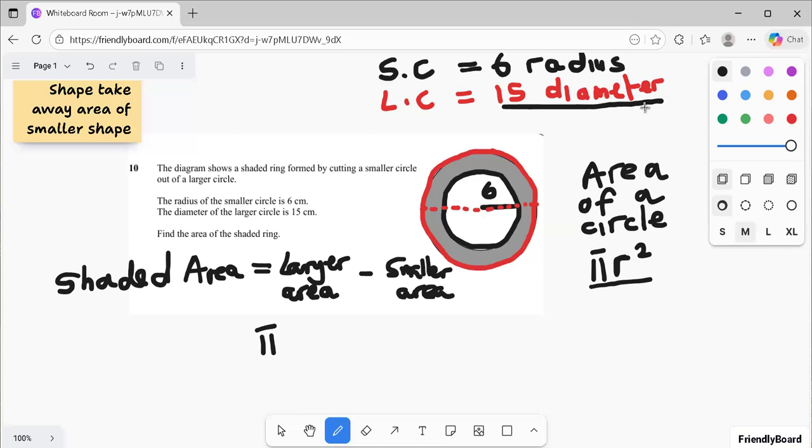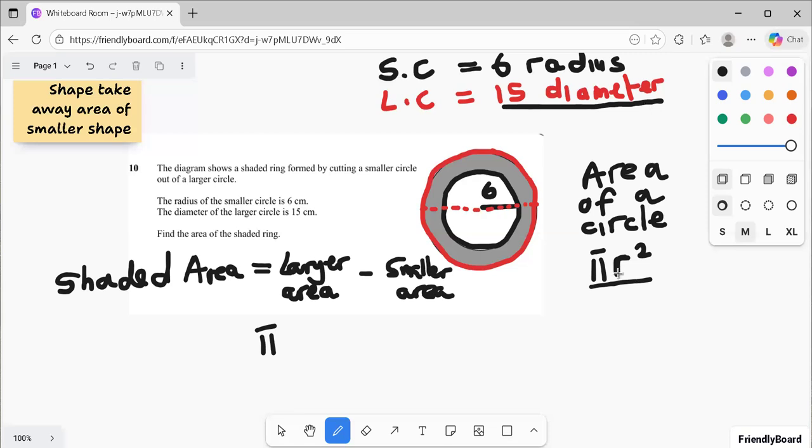They either write diameter instead of radius or radius instead of diameter. So this is very, very important. No wonder it's very important to take note of the important information that is given. So I know that the larger circle has got a diameter of 15.